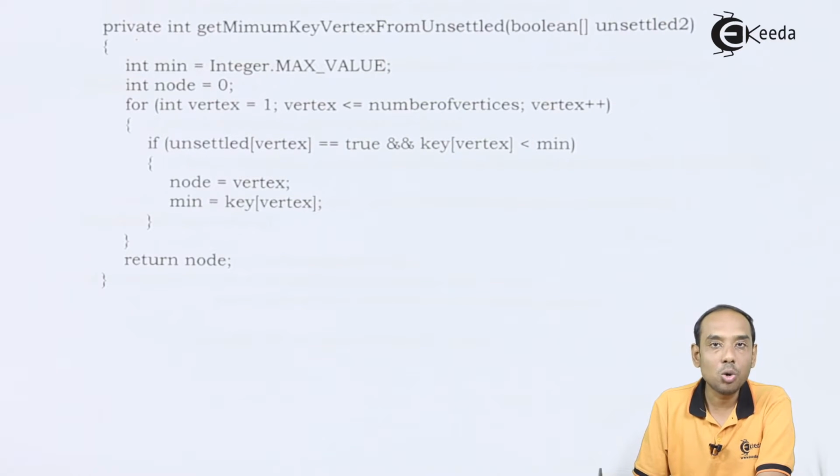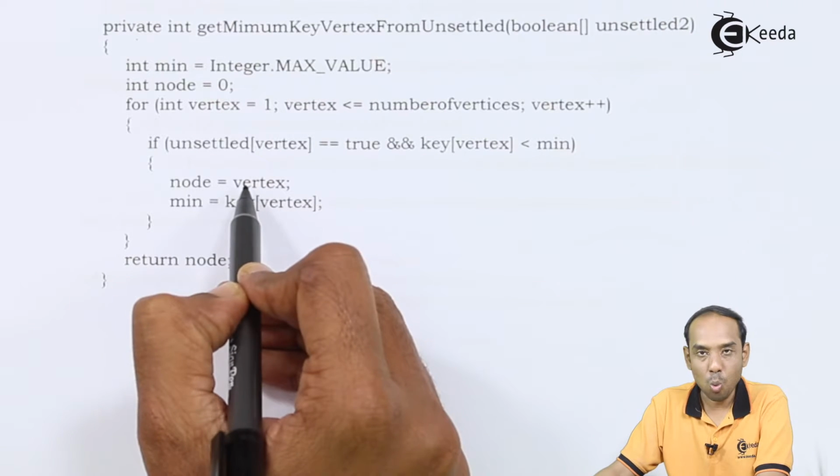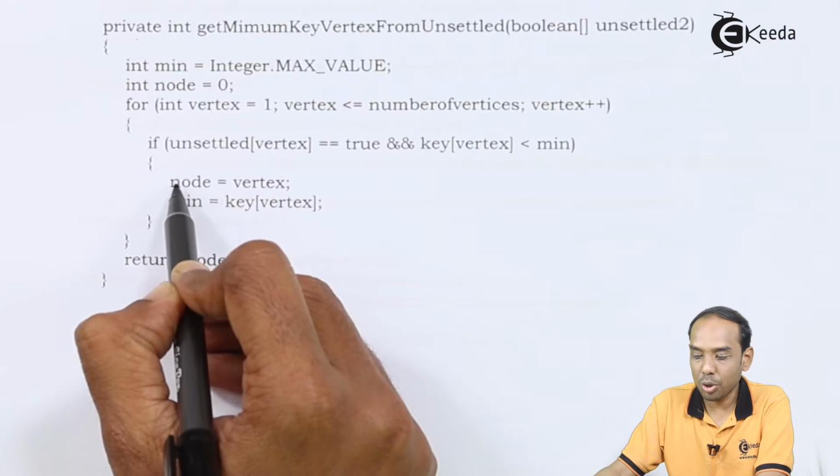So it means we need to have the minimum value. For this, first we need to transfer the value of vertex to the node. The value of node, we have defined it as 0. We take the value of vertex and transfer it to the node, and then we calculate the min. We write down node equal to vertex. So the value of vertex is transferred to the node.